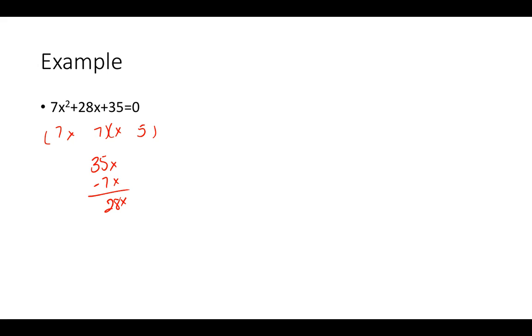But when I go to put my signs in, this would have to be a plus 5 to give me a positive 35 and a negative 7 to give me a minus 7x. So now when I do my last term times last term, that gives me a negative 35 and not a positive 35. So this one doesn't solve by factoring. So here we have to complete the square.